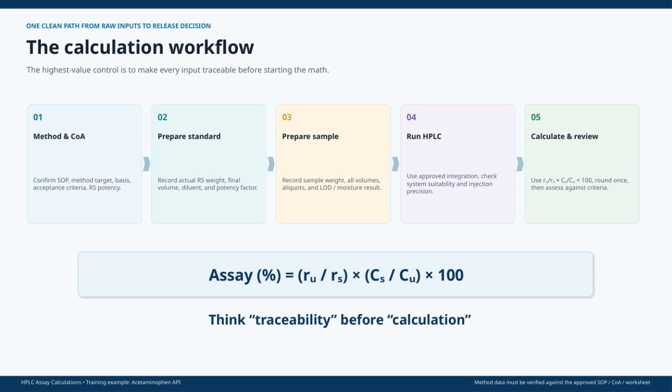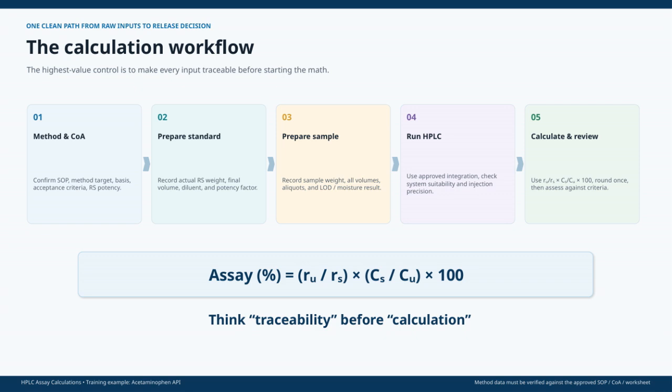Then, we move to sample preparation, documenting the sample weight, all volumes and aliquots involved, as well as loss on drying or moisture content. These details are essential because they impact the final assay calculation and quality assessment. Once the samples are ready, we run the HPLC with an approved integration method. It's important to check system suitability and injection precision to confirm the system is performing properly and the results are consistent.